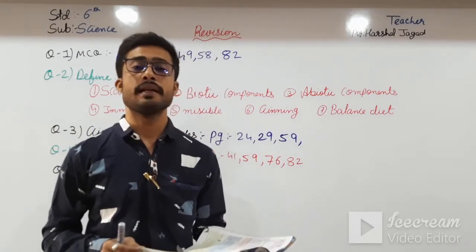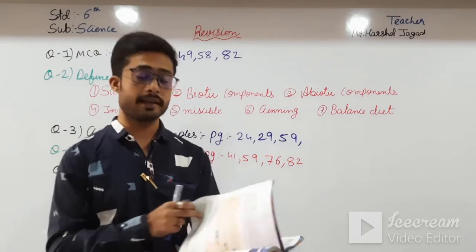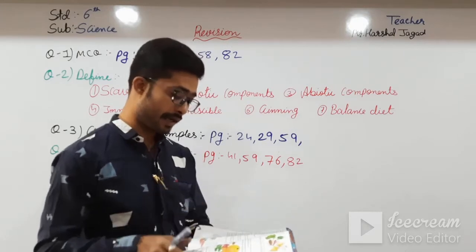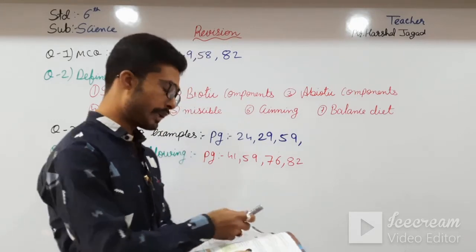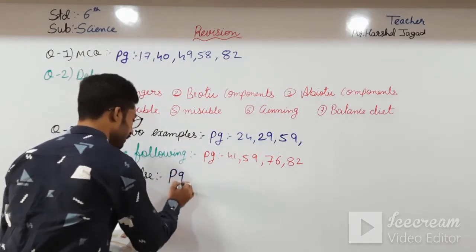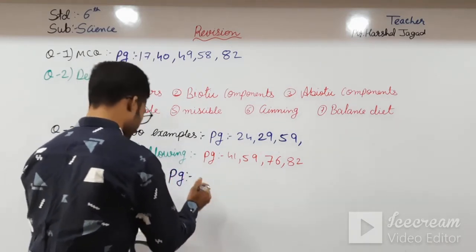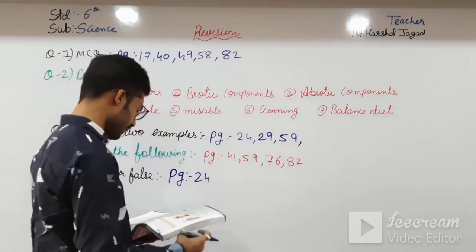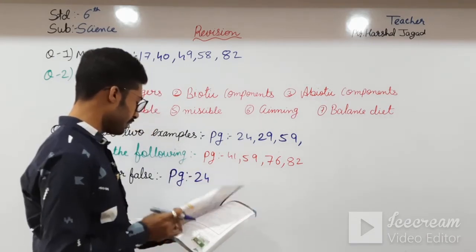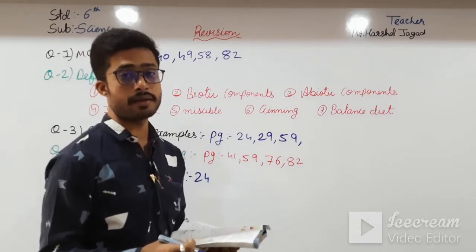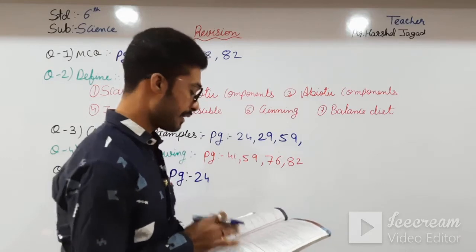So if you will not read the chapter, then it will not work. I am just giving you a hint that from this I can ask. I am not telling you that I will ask from this only. So it is on page number 24. Okay, true or false are there, and I can twist the true or false and ask. Okay, students, so please be ready with that.